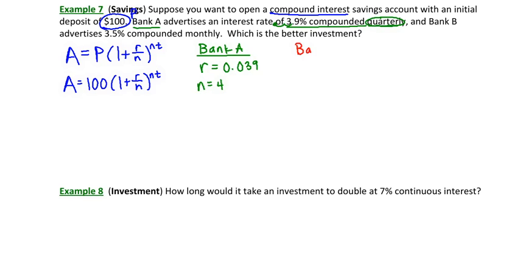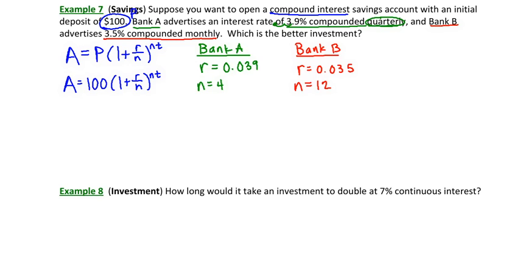Contrasting this with Bank B, the details are a little bit different. We're still starting with $100. But Bank B advertises 3.5% compounded monthly. So the rate at Bank B would be 0.035 as a decimal, and we're looking at monthly compounding, so N is going to be 12. So if I'm a customer trying to choose which bank, Bank A is more attractive because the rate is higher, but Bank B is more attractive because I get interest 12 times per year as opposed to 4. So we want to know at the end of the year which is going to be the better investment.